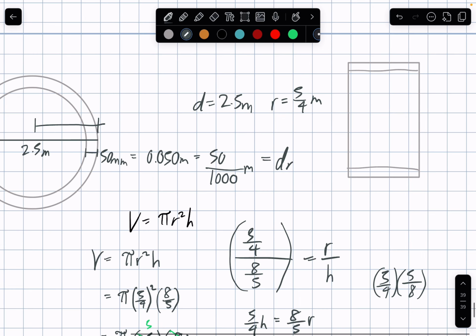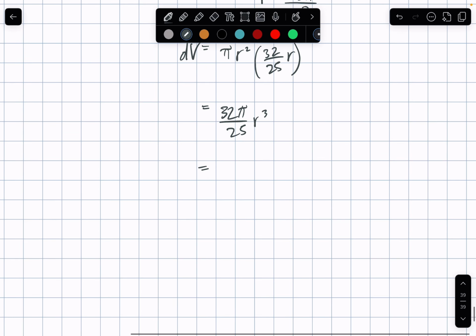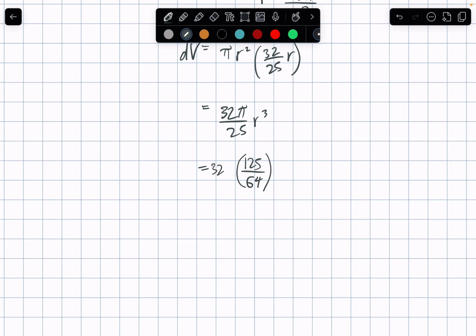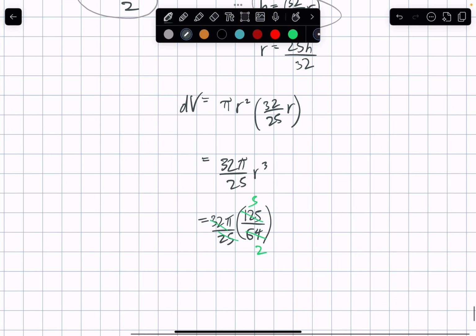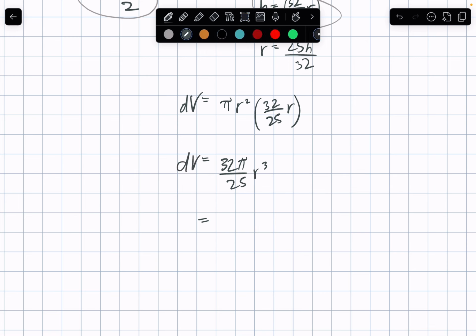R is what? It's 5 over 4. 125 over 64. In other words, cancel. 5, 2. Oh, my bad. I forgot to differentiate. So we apply power rule. So it's gonna be 3r squared times dr.